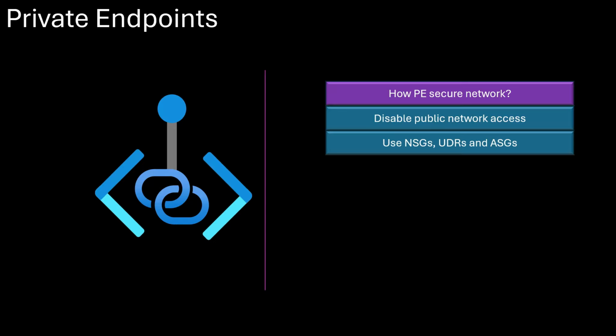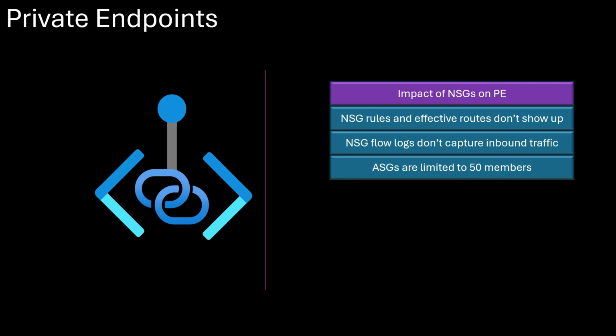While private endpoints provide a private IP for an Azure service, they don't automatically block public access. You must configure additional security controls like disabling public network access for the service and use NSGs, UDRs, and ASGs to fine-tune security. Let's discuss the impact of network security groups on private endpoints.